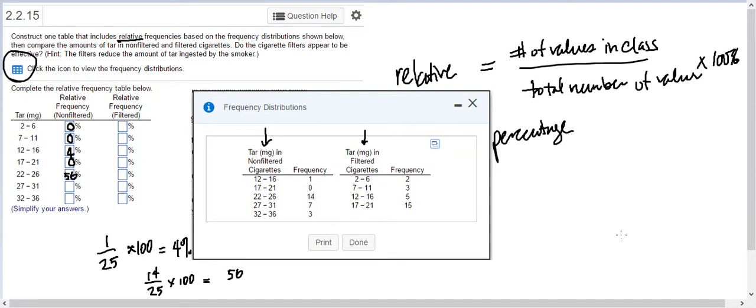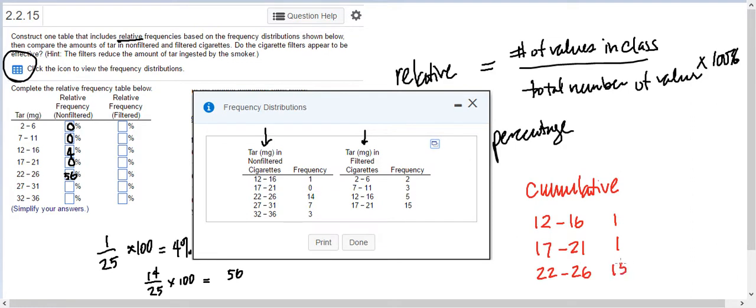And also, just while we're talking about this problem, just to distinguish between another type of chart that we are sometimes asked to do, which is a cumulative frequency distribution. When it's cumulative, let's just do the unfiltered. You have 12 to 16, we have 1, and then 17 to 21, you take however many are in that cell plus what's above it. So 0 plus 1 is 1, and then 22 to 26, you say, well, 14 plus 0 plus 1, now it's 15. Every time you take whatever number is in that row and you add all the numbers above it. And that's what goes in the corresponding cells. And so anyway, that's just how you do cumulative frequency.